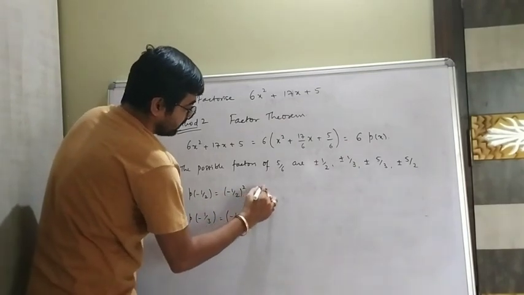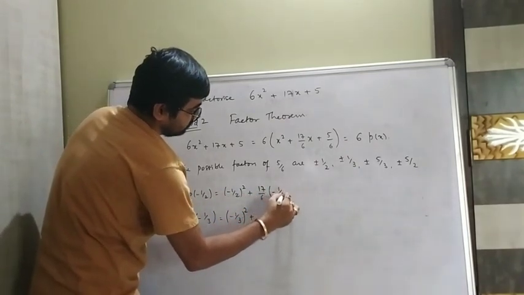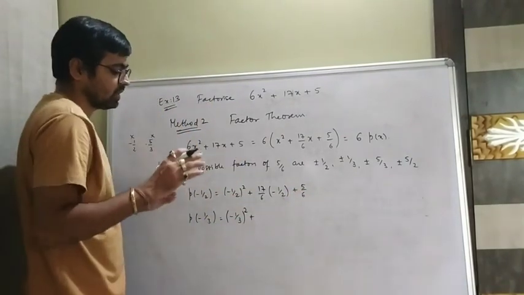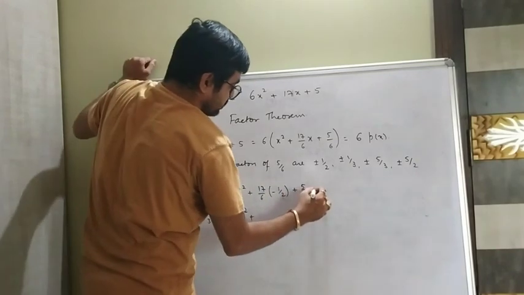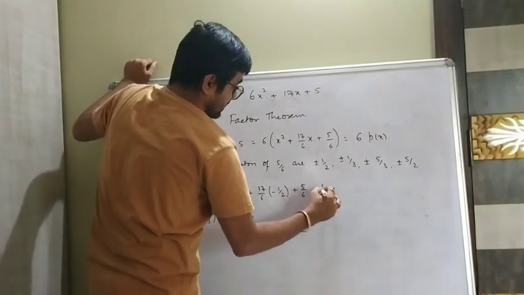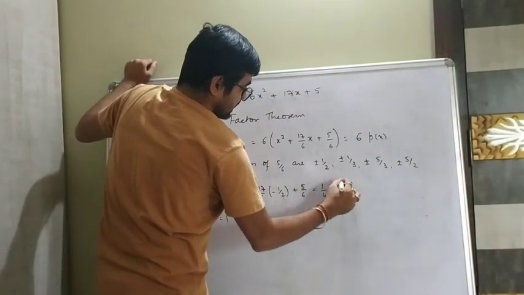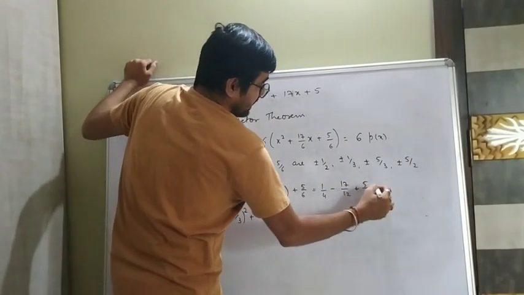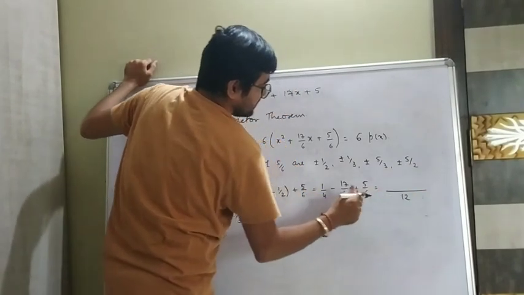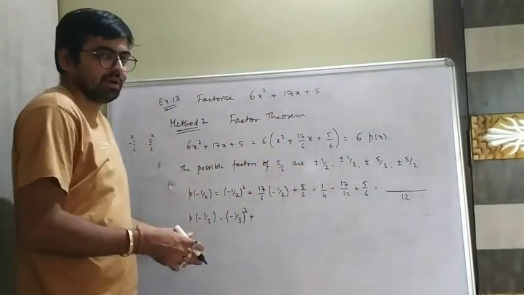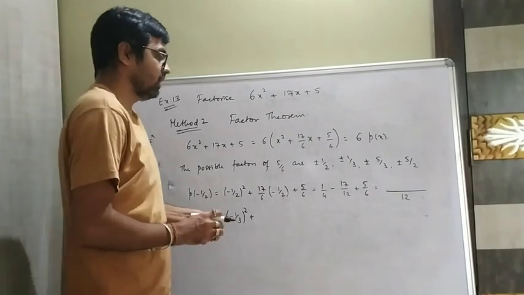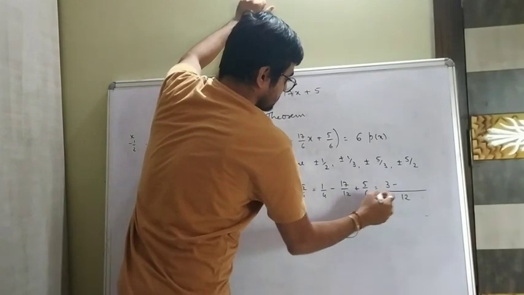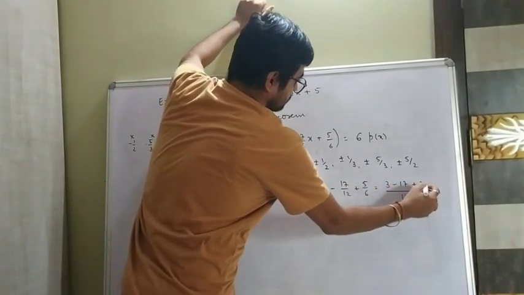1 by 2 plus 17 by 6 into minus 1 by 2 plus 5 by 6. My bad. That was a big blunder from my side. So this is 1 by 2. This becomes minus 17 by 12 plus 5 by 6. Again, LCM is definitely going to be 12 because 6 is a multiple, 4 is a multiple. So eventually we will get 12 only. Don't worry about that. So 3 minus 17 plus 2.